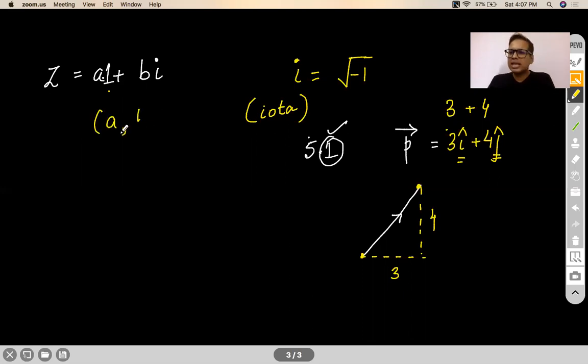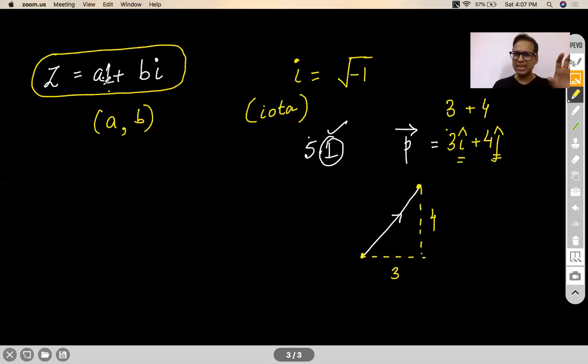Because people can understand that the first element of the ordered pair is your real part, and the second element of the ordered pair is your imaginary part. Yes, we definitely follow this in practice. We also write a complex number like a point, which I'll talk about in some time. But is it clear that when you represent a complex number as A plus iB, A into 1 will behave as the real part, and B into i is the imaginary part of that complex number?